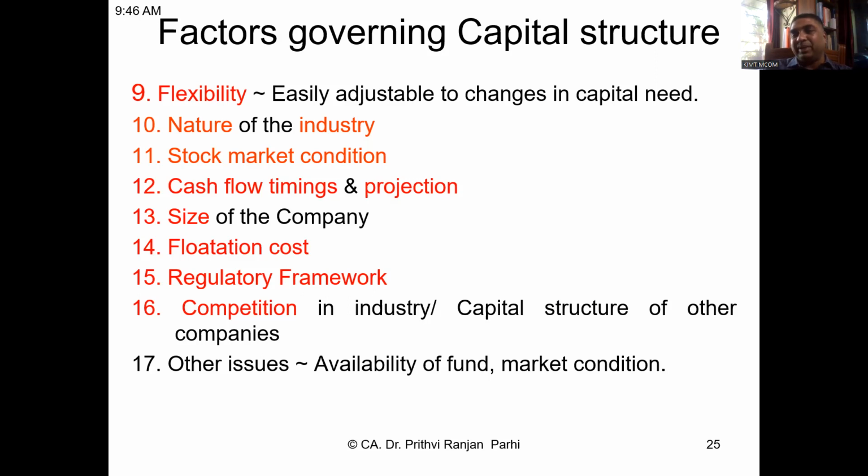For example, you might have to print share certificates. You might have to print a prospectus in certain situations if you are going to issue it to the public. Otherwise, also share issue agreements have to be drafted. So these issue costs come with them. A regulatory framework, legal provisions one has to take care of. Then competition in the industry, one has to see what kind of capital structure your competitor is having. You definitely like to have a better capital structure.